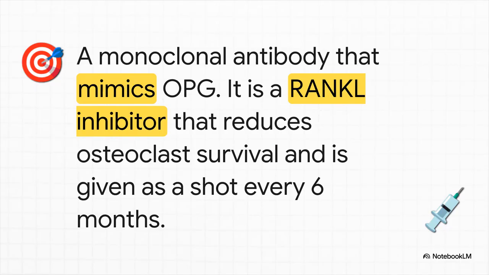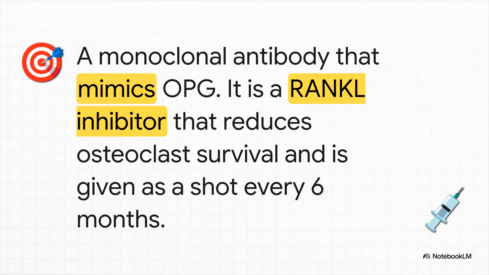If we could create a drug that mimics that natural brake, OPG, we could put a serious stop to bone resorption. And that's exactly what denosumab does. It's a monoclonal antibody, an engineered protein that is designed to be a RANK-L inhibitor. It binds to RANK-L, just like OPG does, effectively taking it out of commission. This dials down osteoclast formation, differentiation, and survival.